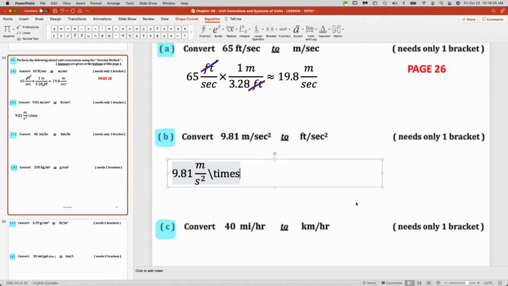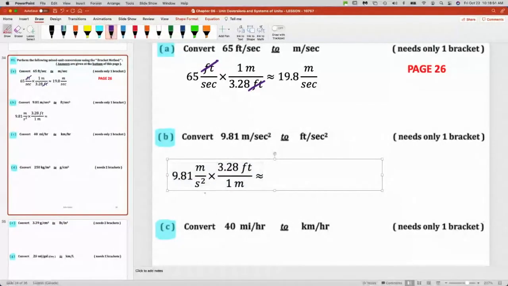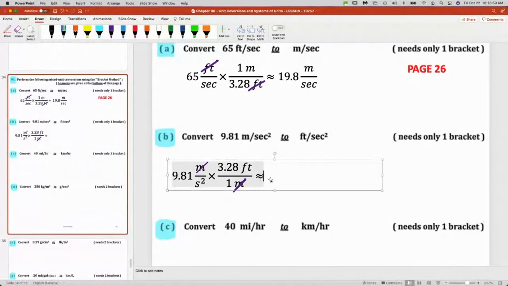So we're going to multiply by that fraction, but because it's the other way around, we're going to put the feet on top and the meters on the bottom because we're trying to cancel the meters out. So let's cancel out those meters. When you do that, you get 32.2. I cheated. I looked at the answer key for that one. Thank you, Nicholas. So you get 32.2.